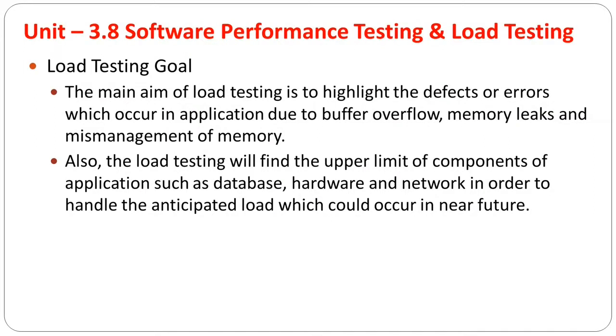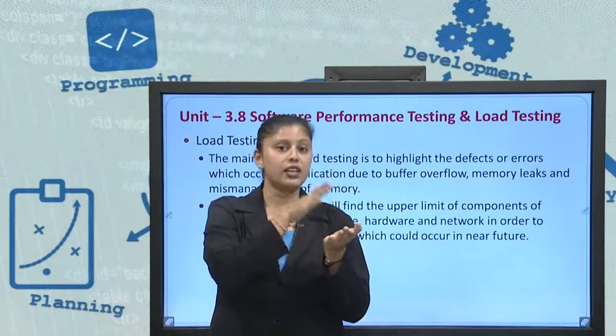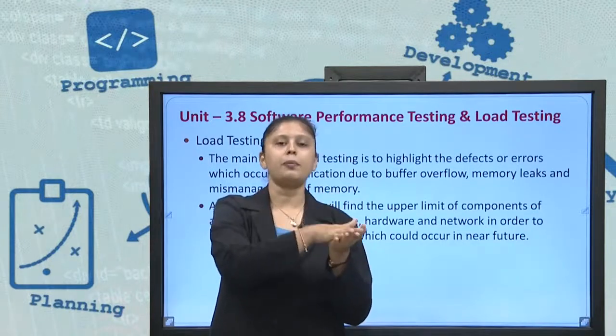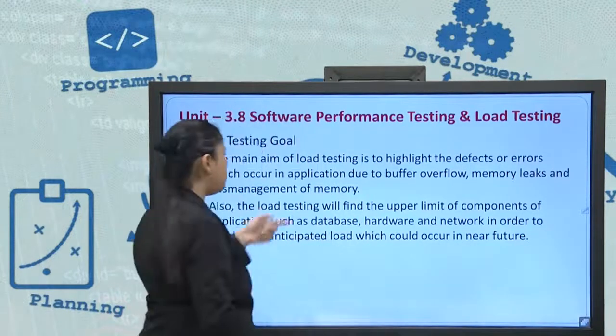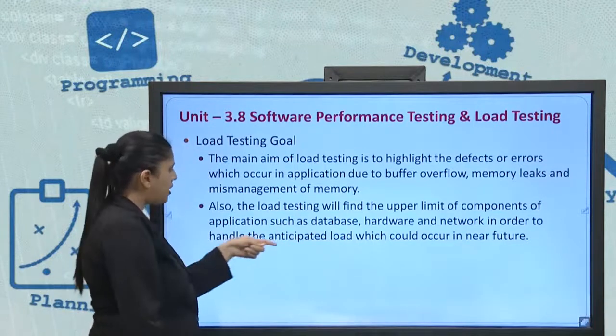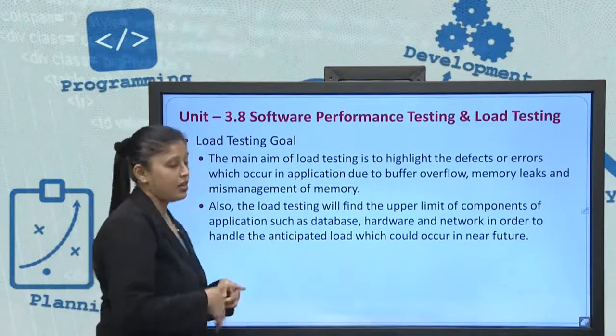It will come to know how much my database can hold. For example, my database can hold 1000, that is its upper limit. It can hold thousands of it. Again, I do spike testing with 2000, and yes, it can still hold 2000 people, its upper limit is 2000. And the hardware and network are needed in order to handle the anticipated load which could occur in the near future.